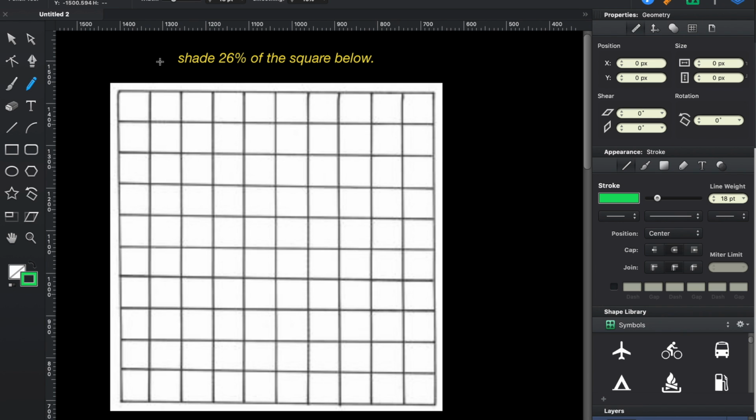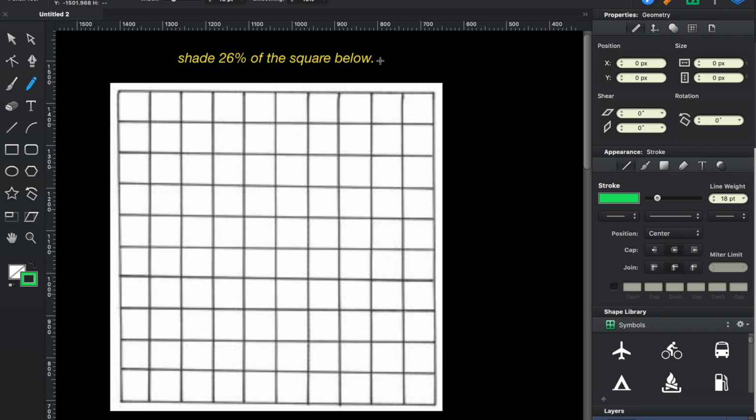So, percent. It says shade 26% of the square below. What they mean is shade 26%. Exactly what they mean. So the percent is a way of representing per hundred.